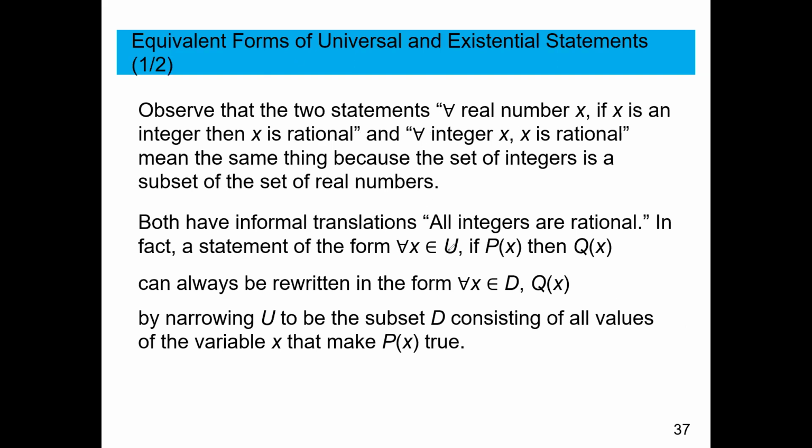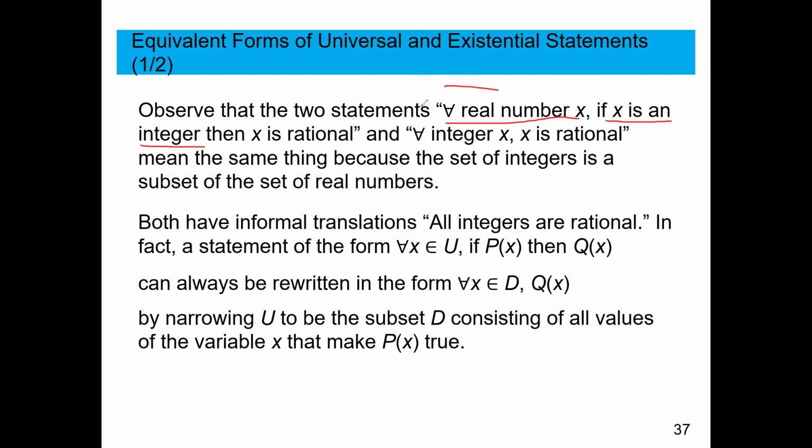These are two statements that actually are the exact same because the set of integers is a subset of all the real numbers. So I already have a real set. We can deal with this. Both have informal translations that all integers are rational. That's really what they're both saying. And that's the critical part. Because the truth is, if x is a real number, it's really just cutting down to integers, so I can drop the whole real numbers and just say, let's just deal with integers.